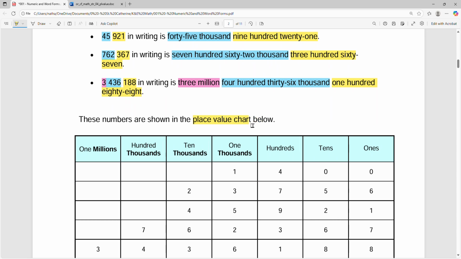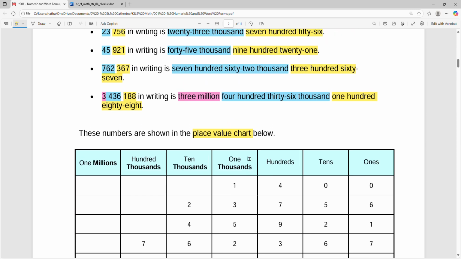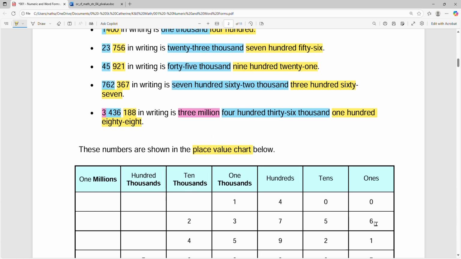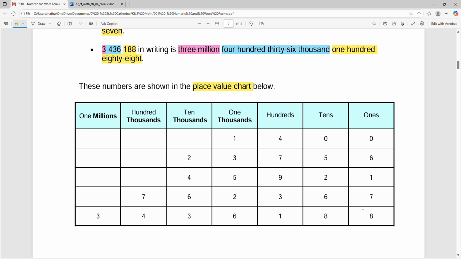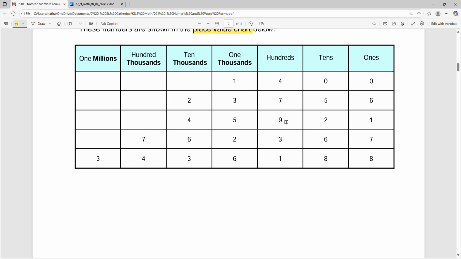Okay, so here's the place value chart. So if we were to write out 1,400, we have the 1 in the thousands place, we've got the 4 in the hundreds place, and the zeros hold the tens and ones place. Next, 23,000. We have 10,000 two times, so we've got 20,000, and we have 3,000, so 23,756, and so on. I'm going to leave those for you to look over on your own time. I think you kind of get the gist. Okay, so that's how we fill out a place value chart.